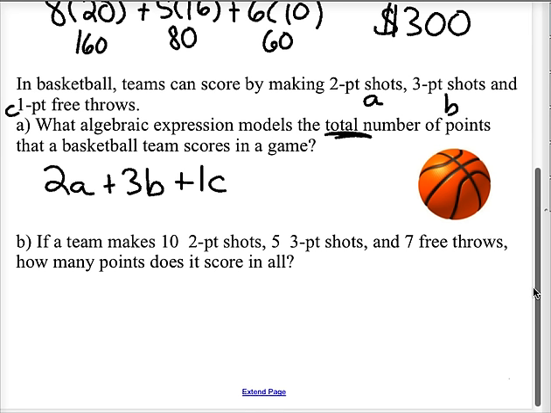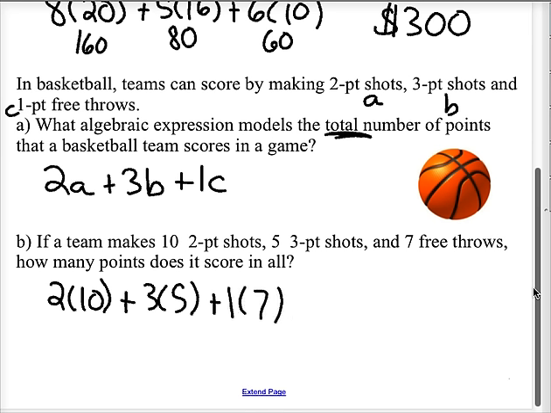And let's evaluate that. So if a team makes 10 2-point shots, 5 3-point shots, and 7 free throw shots, what does that add up to? 20 plus 15 plus 7. That is going to give us 42 points in all.